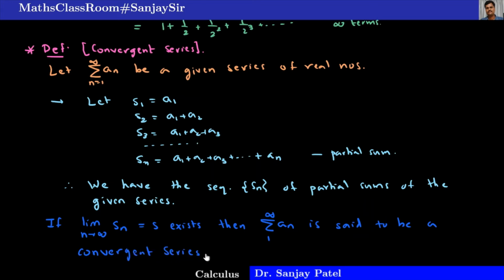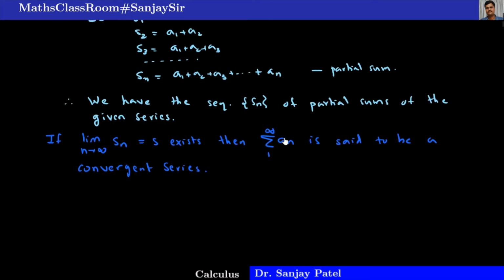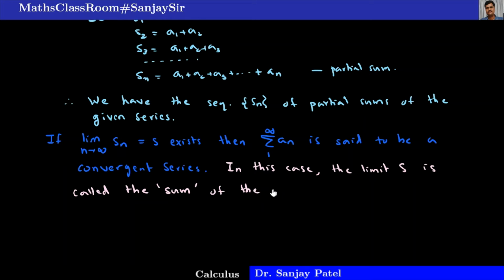So this is our intuitive definition or intuition that one can define mathematically the meaning of convergent series. In this case, the value of the limit, that is S, is called the sum or the infinite sum of the series. Infinite sum of this series.